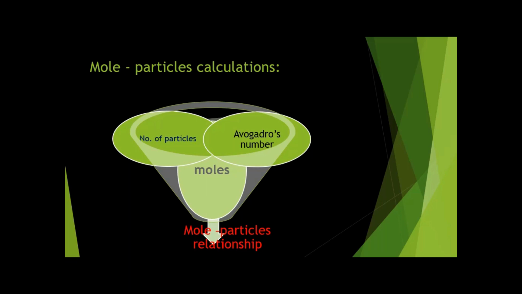And what is a mole? In a previous lecture we discussed that moles is equal to mass in gram divided by molar mass. And what is Avogadro's number? Avogadro's number is equal to 6.022 × 10^23. So students, this relation is known as the mole particles relation.